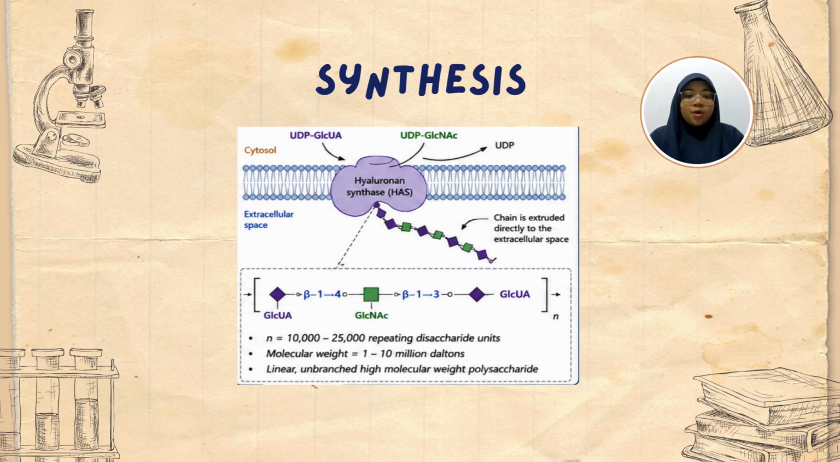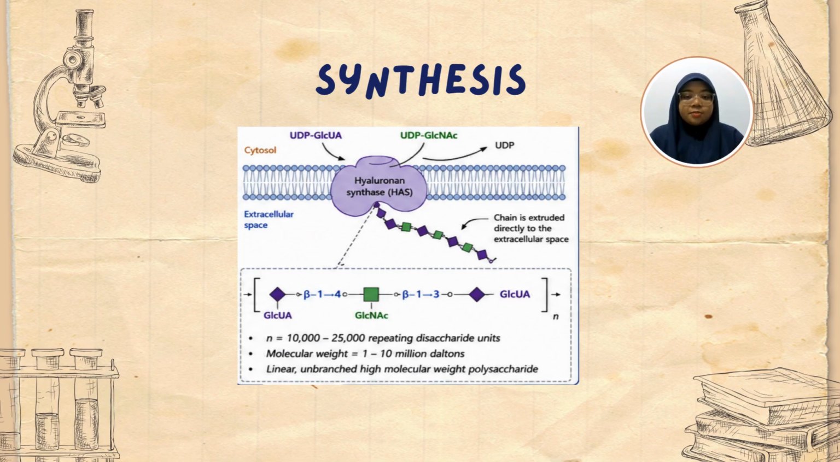These two reactions repeat continuously. Hyaluronan synthase alternately adds UDP-GlcUA and UDP-GlcNAc to the growing polymer while releasing UDP after each addition. At the same time, the newly formed hyaluronic acid chain is transported directly through the cell's membrane into the extracellular space. The final product is a linear, unbranched polysaccharide consisting of alternating β-1,4 and β-1,3 glycosidic bonds.